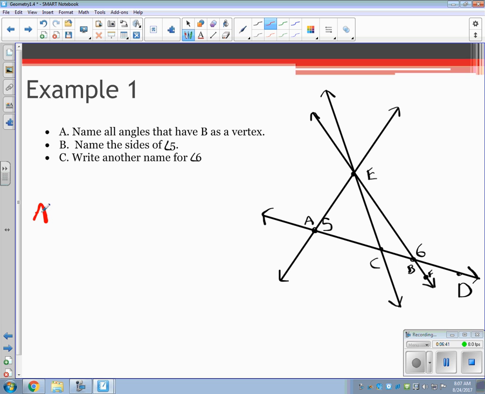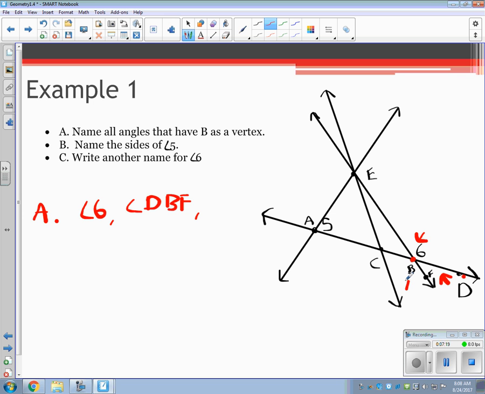So for A, name all angles that have B as a vertex. When I'm looking around, I'm seeing that there are 1, 2, 3, 4 angles going around here. There could be different names, but this first one has a number, so I'm going to call that angle 6. So that was this one. And then I'm seeing this one. There's no number, so I have to use the points. B's the vertex, so I know it goes in the middle. So I could call this D, B, F. So angle DBF.